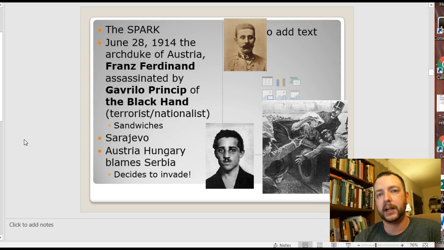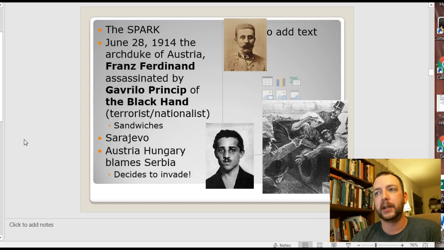Gavrilo had a cyanide capsule that was supposed to kill him, and so he bit down on the cyanide capsule, and it turns out, and I don't know how this is possible, but poison expires. Well, the poison had expired, so he just threw up, but he tried to jump into a river to drown himself, and he ended up not drowning, so he was captured, but he was too young to be executed by the Austrians, so he ends up dying in jail. He caught a disease while he was in jail. It happens during the war.